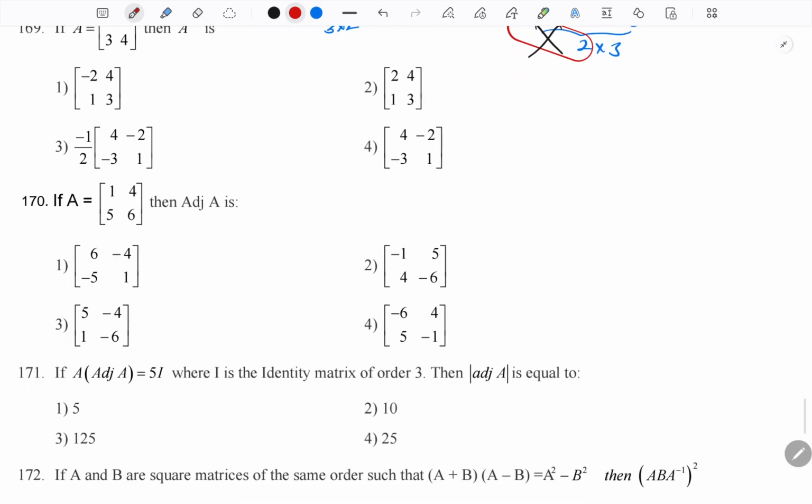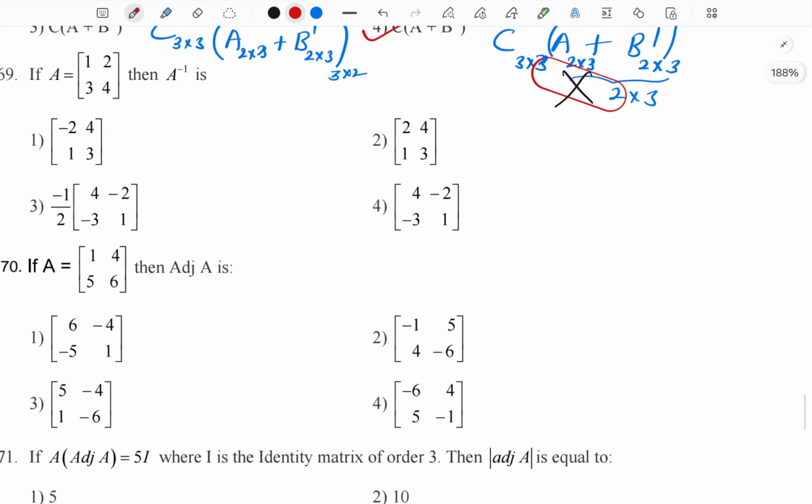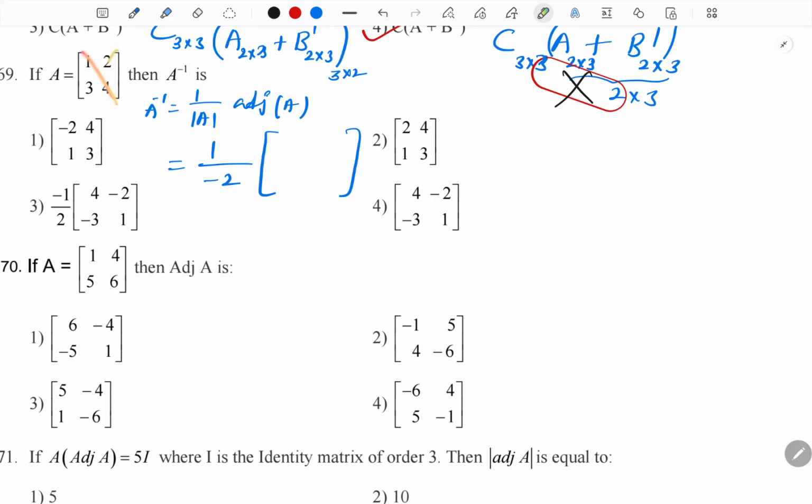Okay, next, find the A inverse. Very simple. What is the A inverse formula? A inverse equals 1 by det A into adjoint of A. What is the determinant of A here? Observe, very simple. 4 minus 6, minus 2, so minus 2 into adjoint of A. How to write adjoint A? You know, right? These two will be interchanged. These two signs. Okay, first I will tell you the interchange.